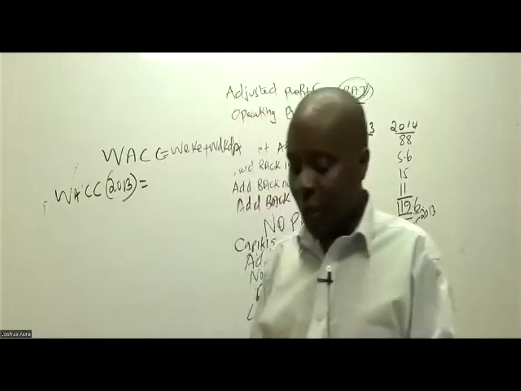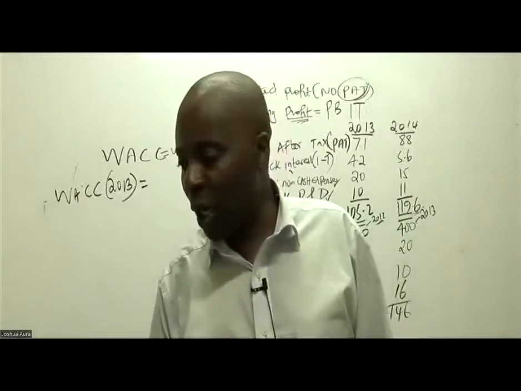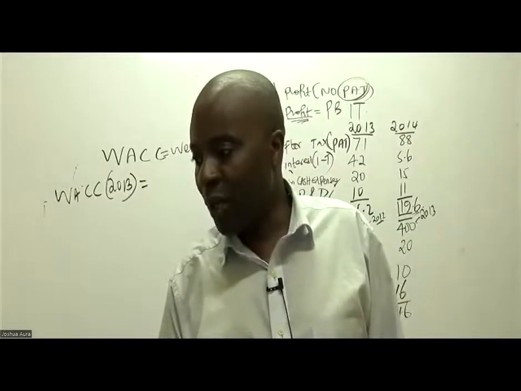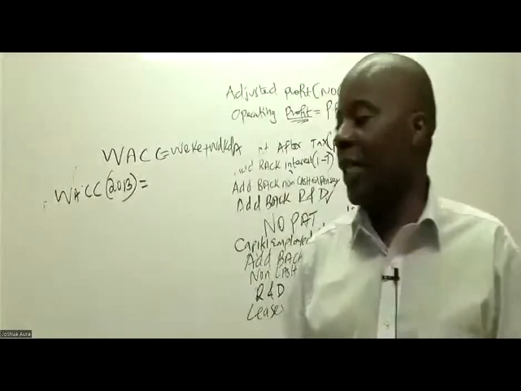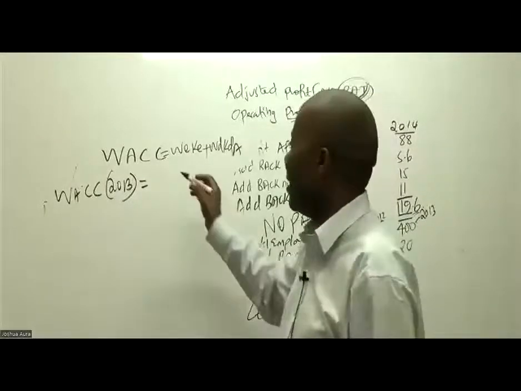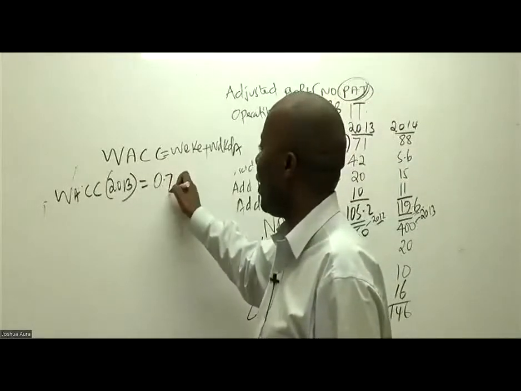Is there somebody who is able to see the weight of equity in the capital structure? You can see note number 5. They've given us a target of the capital structure. Equity is 0.7. Debt is 30%. So 70% and 30%, 0.7 and 0.3. So weight of equity is 0.7.